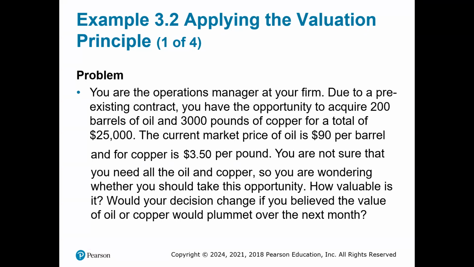Here we have a problem. You are the operations manager at your firm. Due to a pre-existing contract, you have the opportunity to acquire 200 barrels of oil and 3,000 pounds of copper for a total of $25,000. The current market price of oil is $90 per barrel, and for copper is $3.50 per pound. You are not sure that you need all the oil and copper, so you are wondering whether you should take this opportunity. How valuable is it? Would your decision change if you believe the value of oil or copper would plummet over the next month? Let's see.